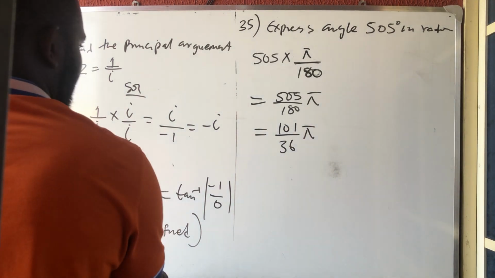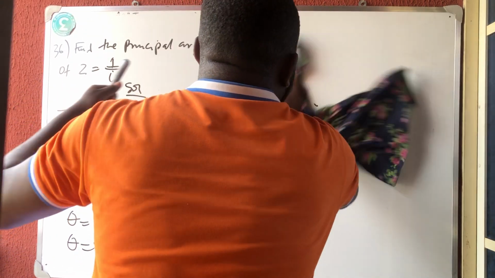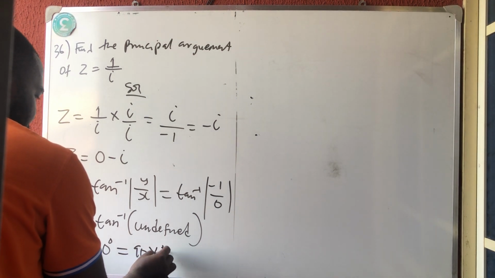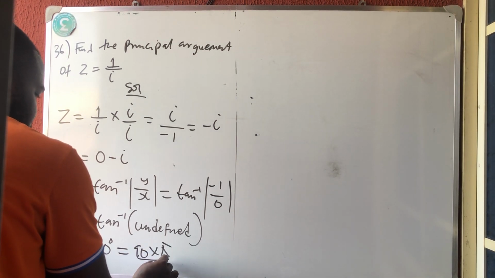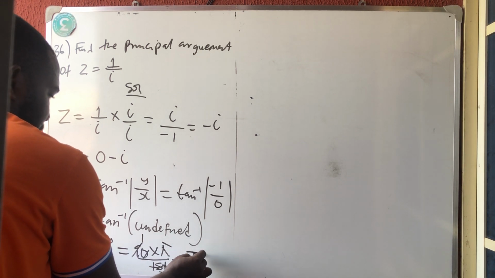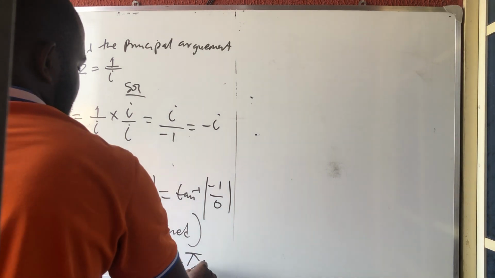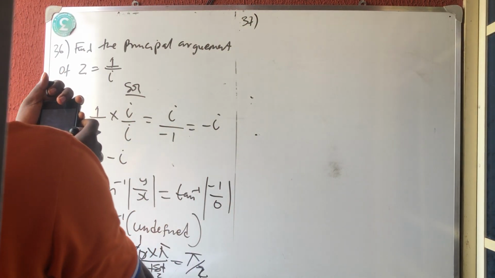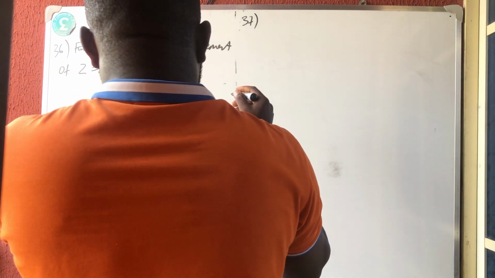And 90 degrees is what? 180 divided by 2, which is pi over 2. Instead of saying 90 times pi over 180, 0 cancels 0, 9 divides itself 1, 9 divides here 2. So I'm left with pi over 2.